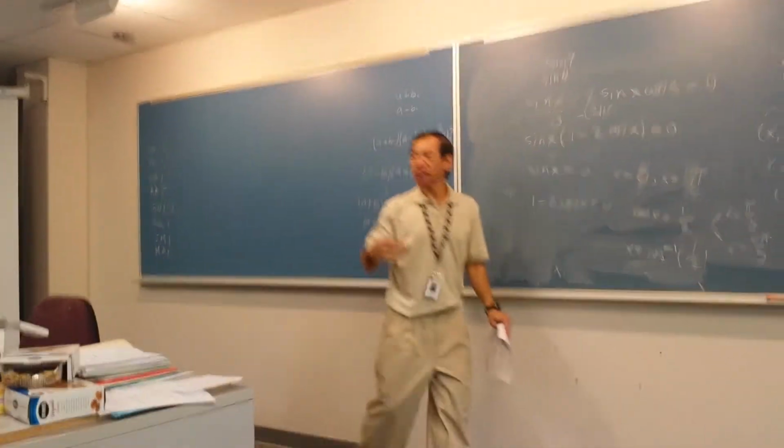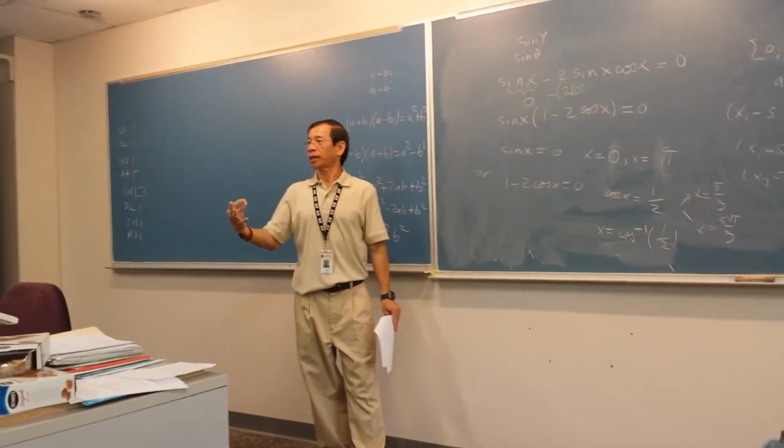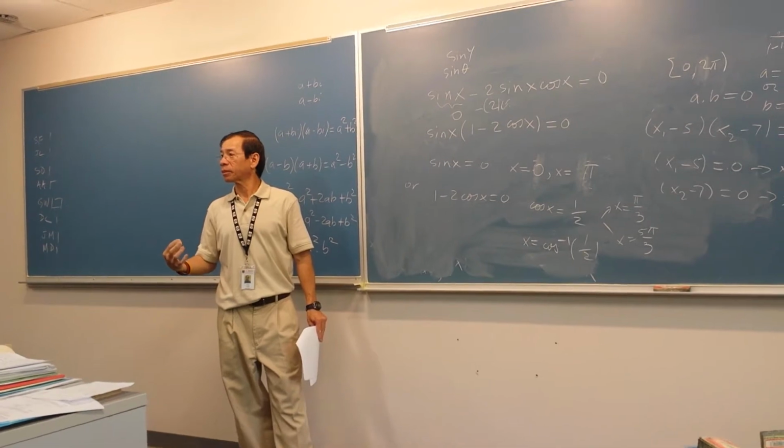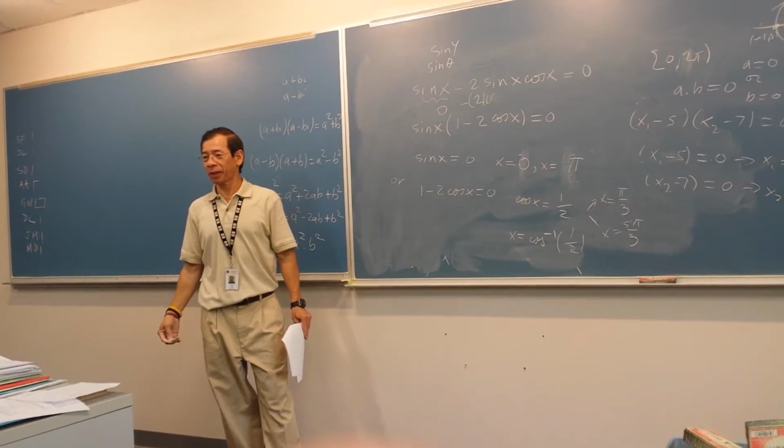You just have to put it in the interval, the little interval. That's right, it's the same thing: 0, pi over 3, 5 pi over 3.